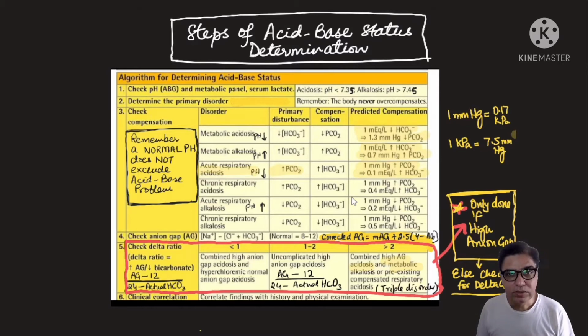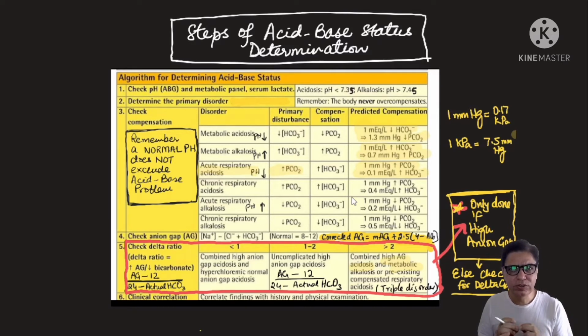Once the pH is less than 7.35 or more than 7.45, we need to determine the primary disorder: what is causing the acidosis or what is causing the alkalosis. So what do we look at? Step number 2 is to look at PCO2. For that you need to understand the normal values for bicarbonate and for PCO2, and obviously I told you about the normal value of pH as well.